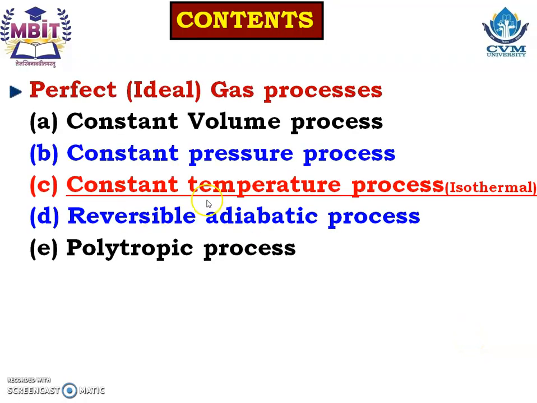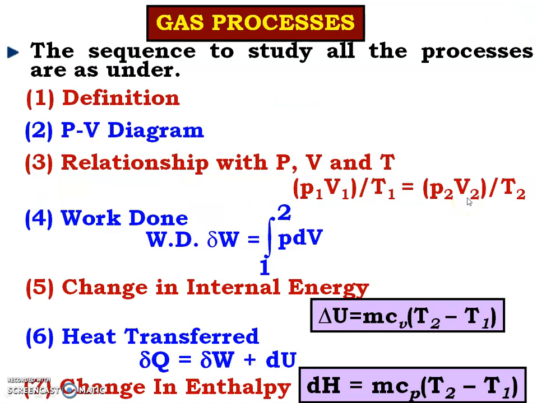Today we are going to study the constant temperature process, also known as the isothermal process. The sequence to study the constant temperature process is definition, PV diagram, and the relationship between P, V and T using the equation P1 V1 by T1 is equal to P2 V2 by T2.